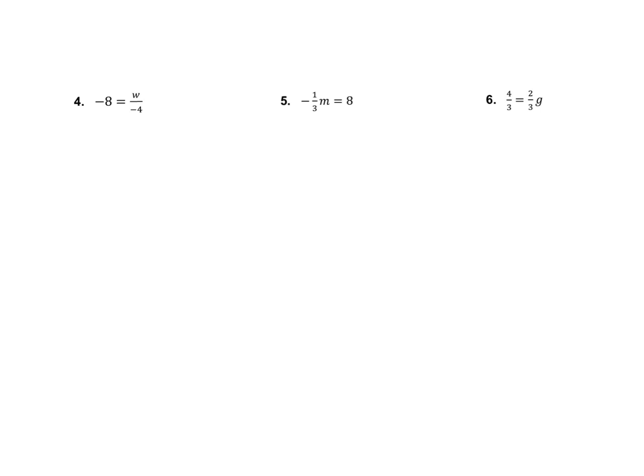For number 4, we have negative 8 is equal to w divided by negative 4. Remember, when a number is being, or a variable is being divided, that we undo that by multiplying. And so we're going to multiply both sides by a negative 4 so that we can isolate that variable. And then these cancel out. And I'm going to have w is equal to positive 32.